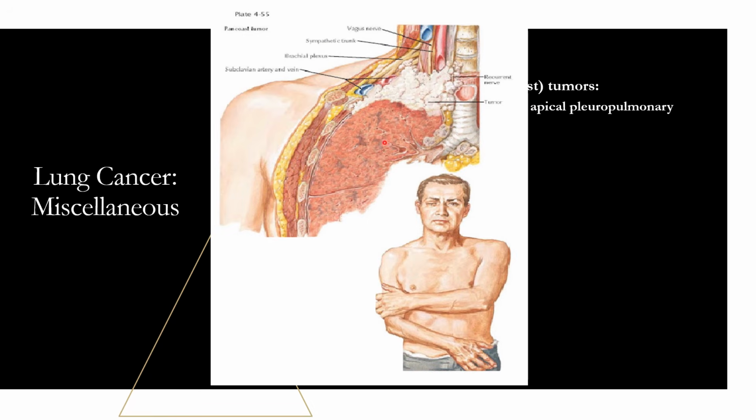So you can see here we have this mass, and you see all of these different structures, all the brachial plexus, you have these veins and arteries, nerves. This mass is just pushing on all of these, so it can lead to a number of different symptoms. You can see this patient here has shoulder pain, which is one of your most common symptoms.